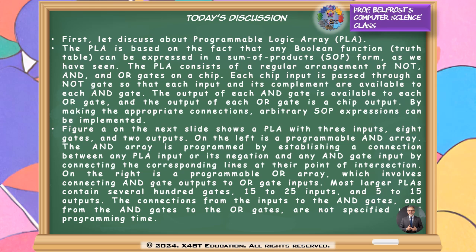On the left is a programmable AND array. The AND array is programmed by connecting any PLA input or its negation to any AND gate input, by connecting the corresponding lines at their point of intersection. On the right is a programmable OR array, which involves connecting AND gate outputs to OR gate inputs. Most large PLAs contain several hundred gates, with 50 to 35 inputs and 5 to 15 outputs, and the connections from the inputs to the AND gates and from the AND gates to the OR gates are specified in the programming.